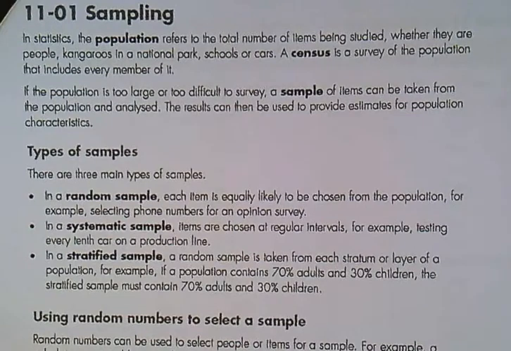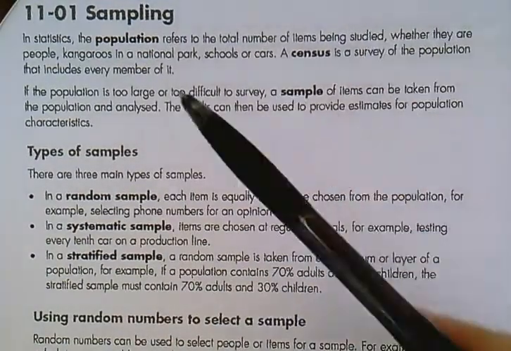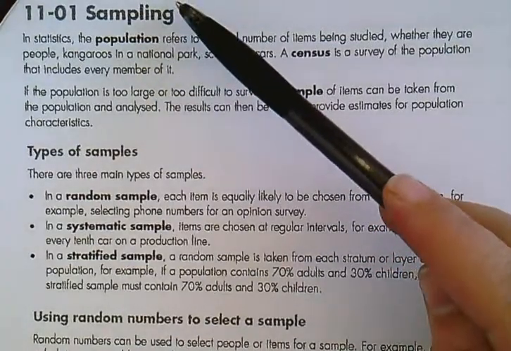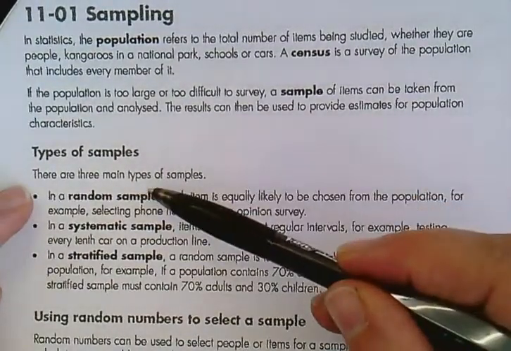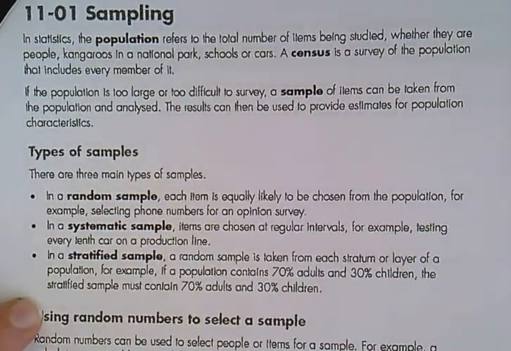Now, exercise 1101, like I said, this topic is sampling and distributions. So, in statistics, there are 3 ways that you're going to learn that you can take a sample. All right? A random sample, systematic, and stratified sample.